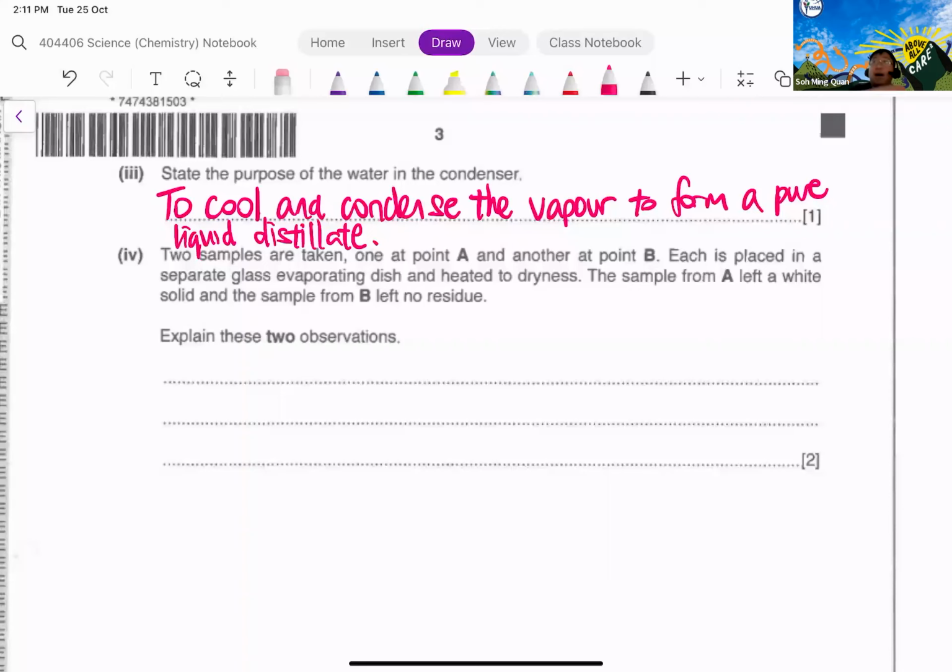All right, moving on to part 4. 2 samples are taken. This is the hardest part. So this is a typical O-level question. It may start off easy, but maybe the last part is a bit harder. Doesn't mean that it's hard, you leave blank. You think through it. How do you think through it?